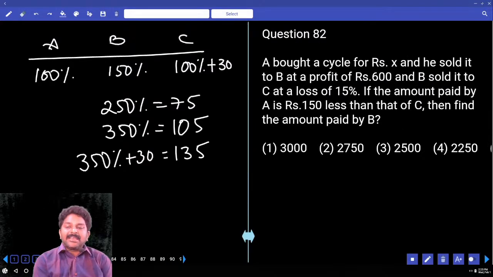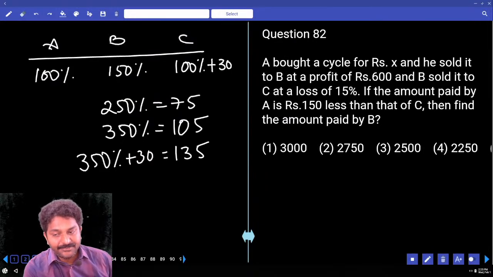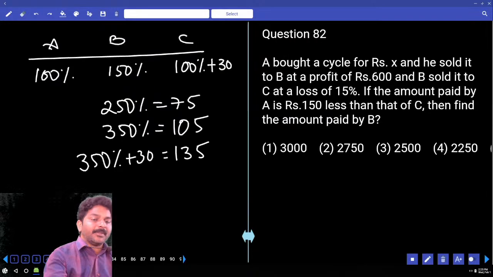A bought a cycle for X rupees and sold it to B at a profit of 600. B sold it to C at a loss of 15%. If the amount paid by A is 150 less than that of C, then find the amount paid by B. Okay, right.